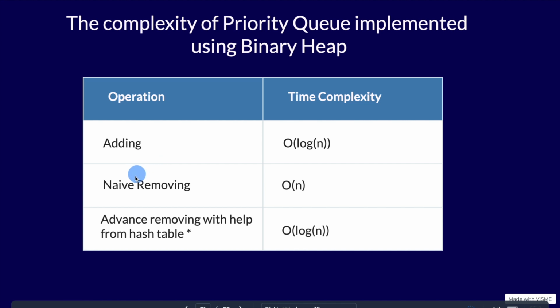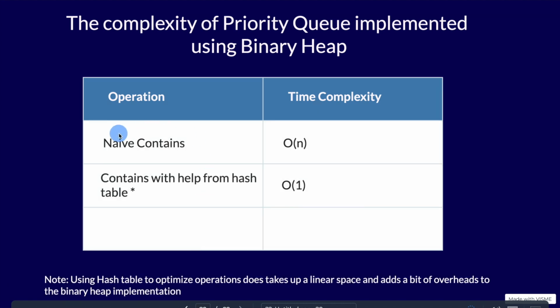The next operation is the naive removing. So if you want to remove an element that is not at the front of the heap, it takes linear time. I mean, if you want to do the naive removing, it takes linear time. However, with the help of a hash table, we can achieve this operation in log n time.